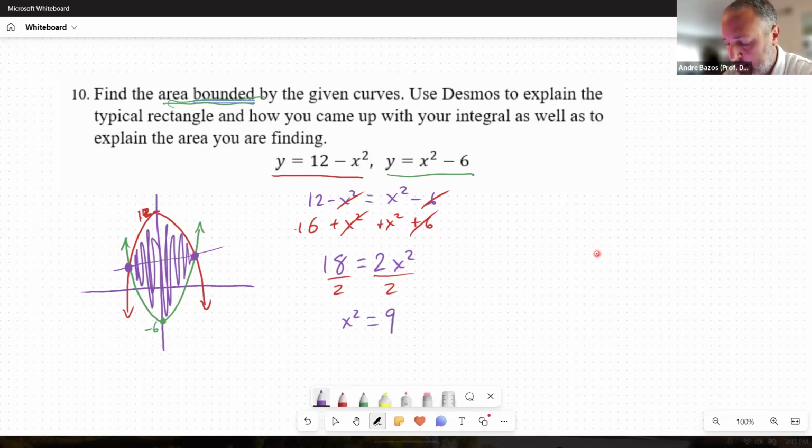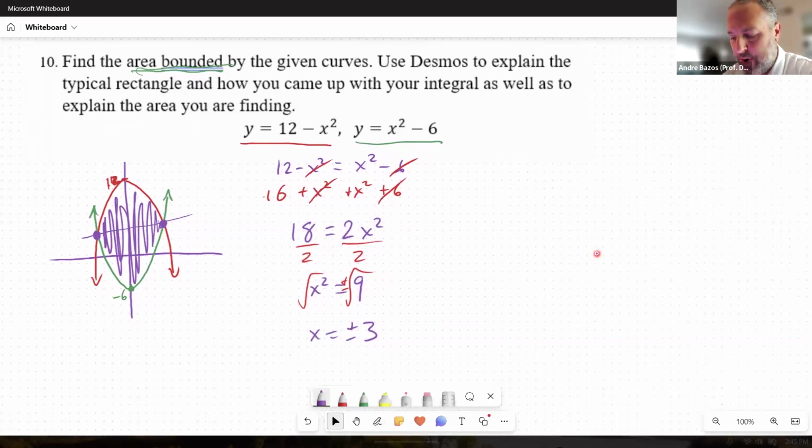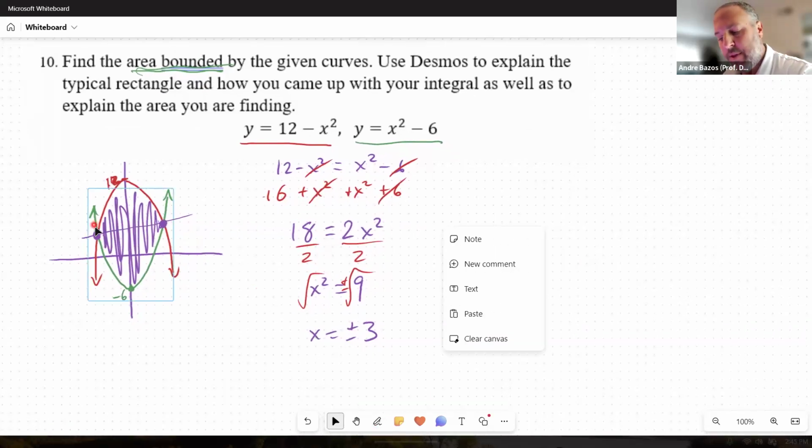If I square root it, what do I need to remember when I square root things? I get the plus or minus feature. x equals plus or minus the square root of 9, which is plus or minus 3. Excellent. Those are excellent numbers to use. Now we can do the integral from -3 to 3, or knowing symmetry is going to happen here, we can do it from 0 to 3 and then multiply it by 2.